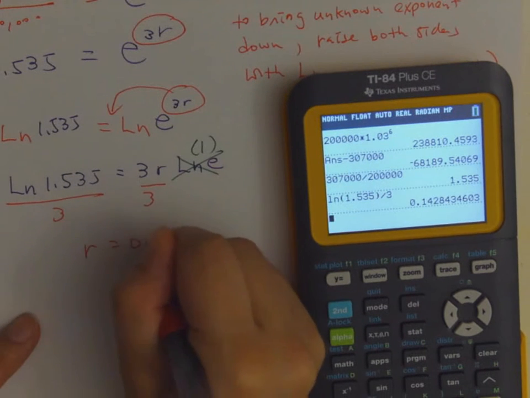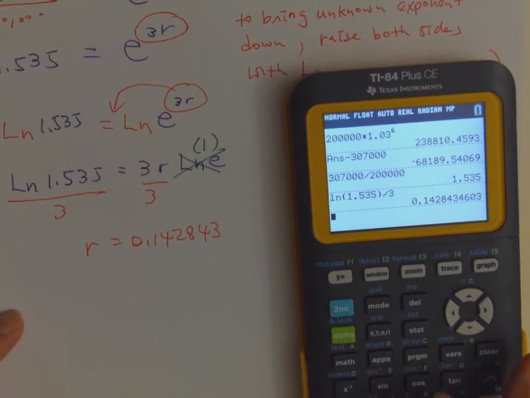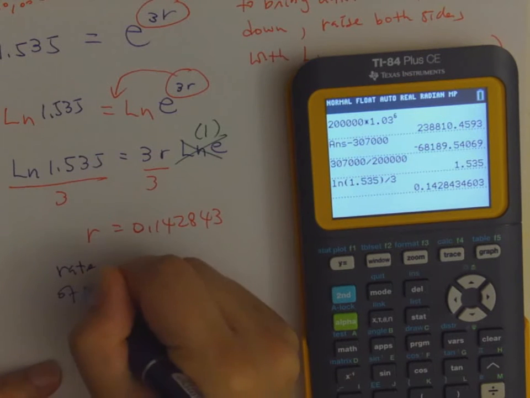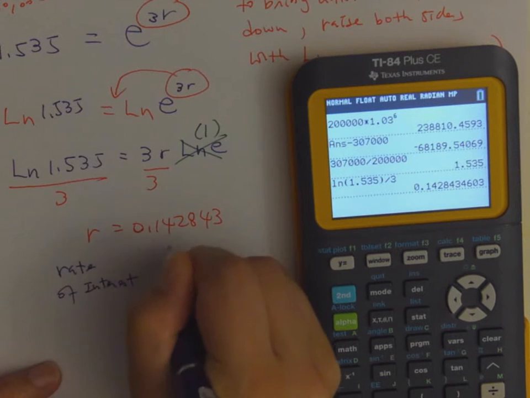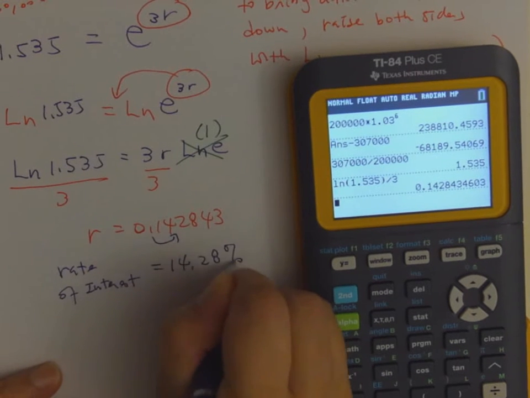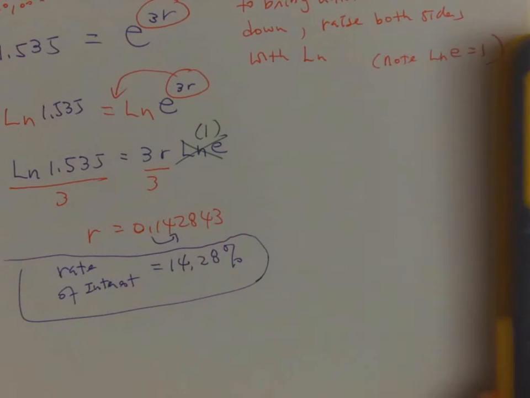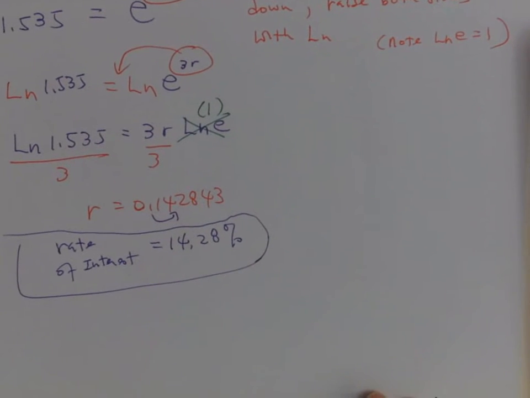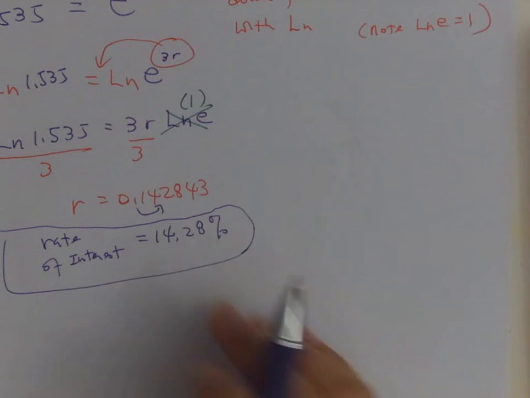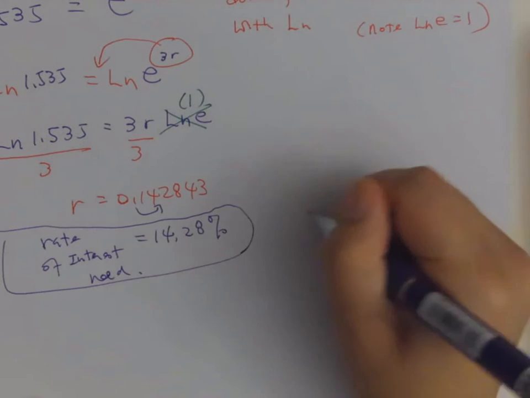So that would equal 0.142843 something, right? I pick up a few more decimal places because this is an interest rate. So the rate of interest, I want to make it back to a percentage, so I move 2 decimal places, 14.28%. So if I put $200,000 in this account compounded continuously, I need to look for somebody who will pay a 14.28% interest rate. Alright, so this is part D.